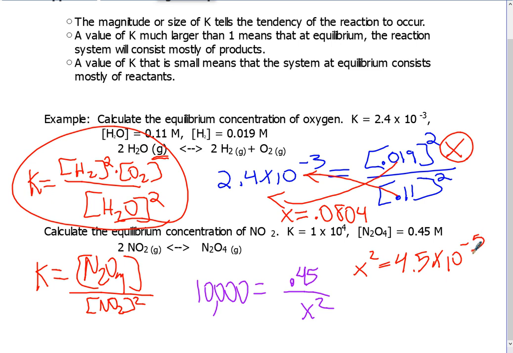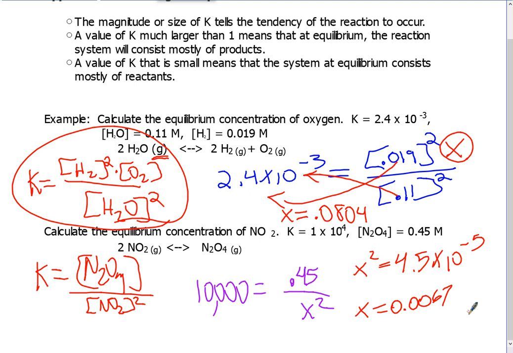Have I finished the question? I've got X squared. How do I solve for X? Yeah, take a square root of both sides. And I got 0.0067. All right. So 0.0067.